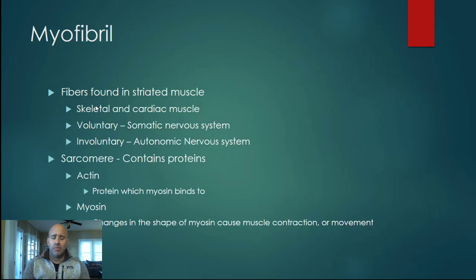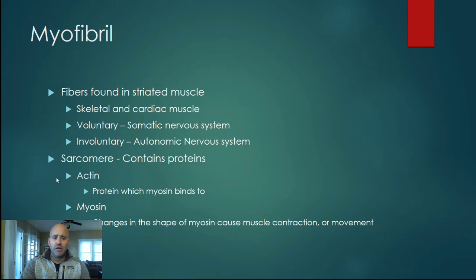We're going to talk about some terminology here, specifically a myofibril within your skeletal muscle. There are these long fibers found in striated muscle, and that striated muscle, as a reminder, is found in skeletal and cardiac muscle. Your skeletal and cardiac muscle is controlled by both the somatic and autonomic nervous system. Remember, the somatic nervous system is your voluntary control, and if you get confused on which one's which, remember automatic, autonomic. Your autonomic is your automatic or involuntary nervous system.